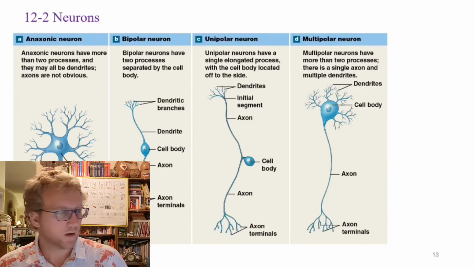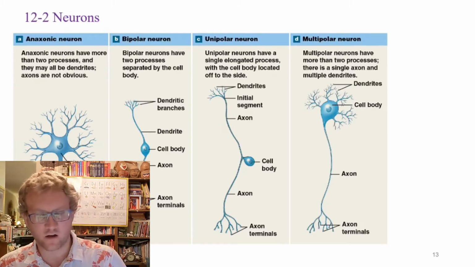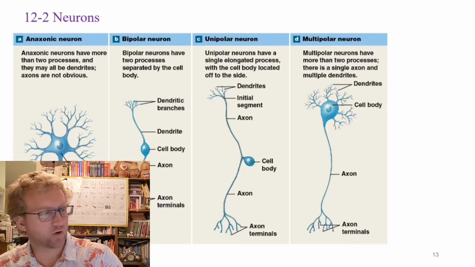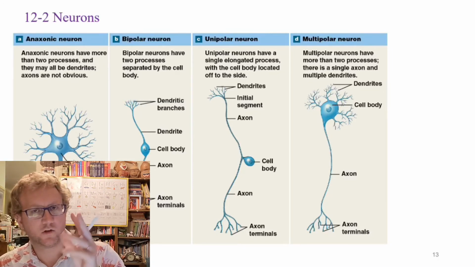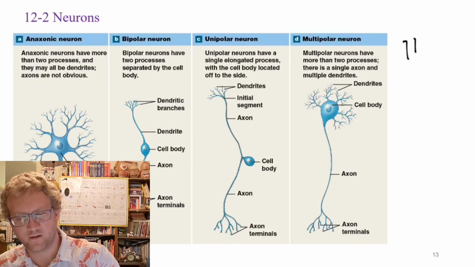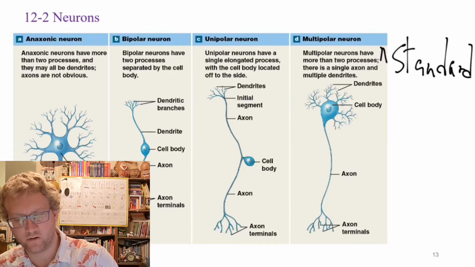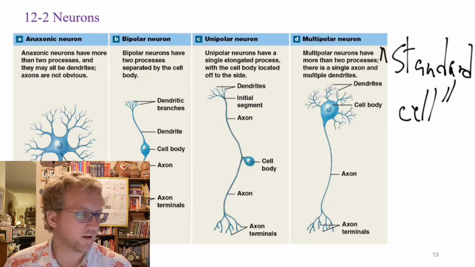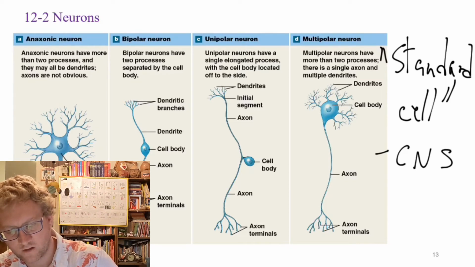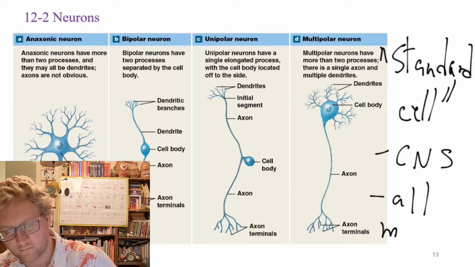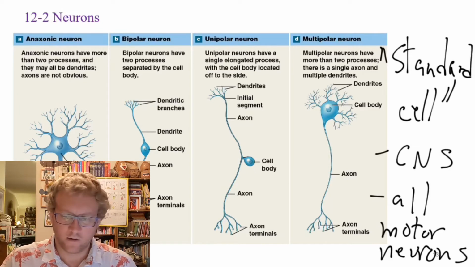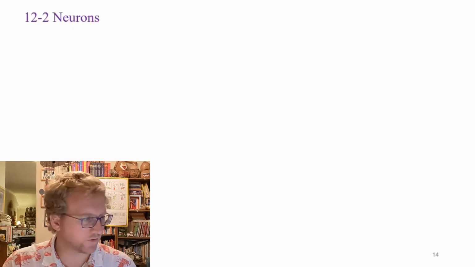And then multipolar is the last one. Let's take a look at that one. They have a long axon and two or more dendrites. This is the sort of standard nerve cell that we always look at, right? They're very common in the central nervous system. All the motor neurons are these types of cells. And, well, that's it as far as the structure is concerned.